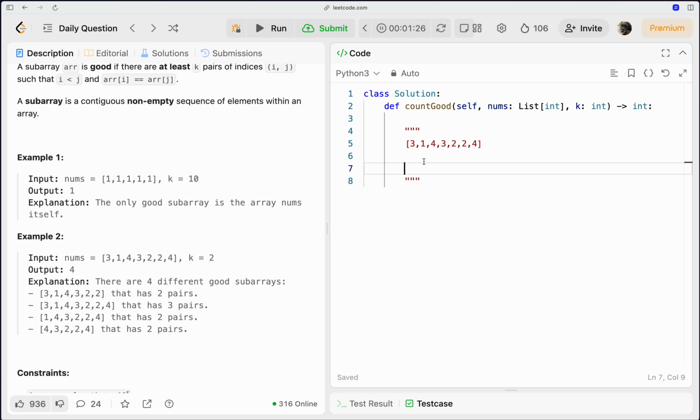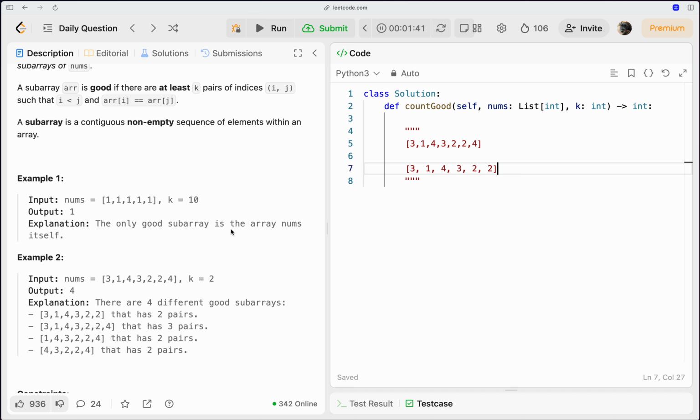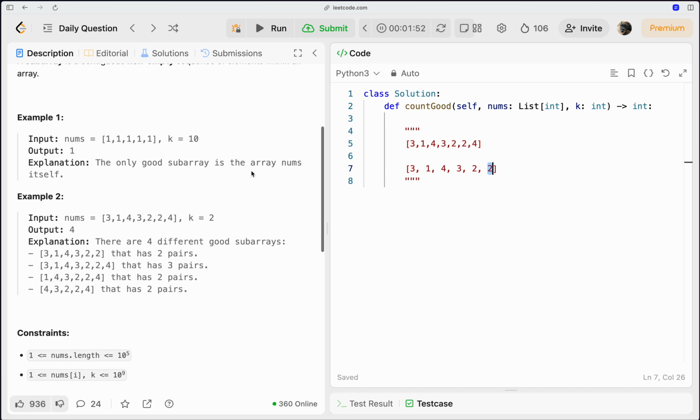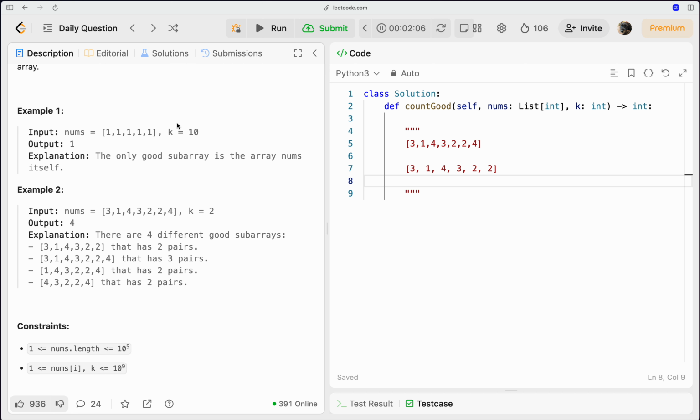How is 3 1 4 3 2 2 a good subarray? Because of the pair of indices right here: 3 and 3 are the same, and 2 and 2 are the same. So that's one good one. Another good one is this one, but it has 3 pairs. So they said at least k pairs.